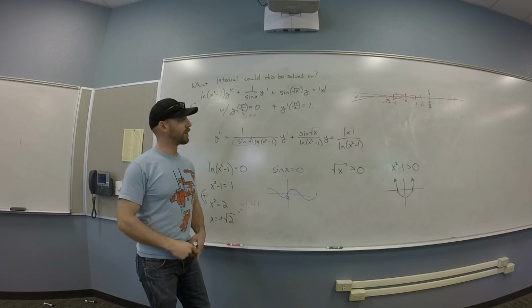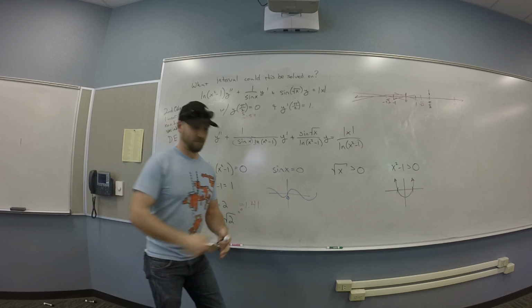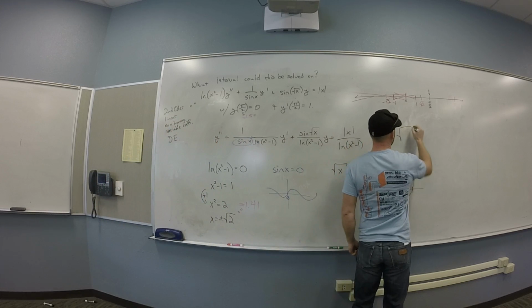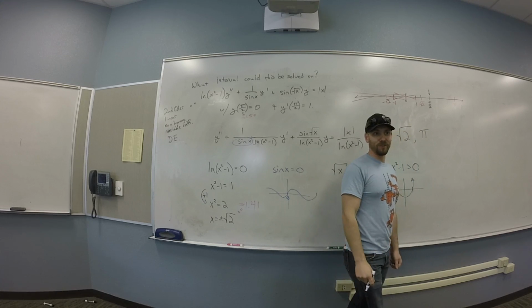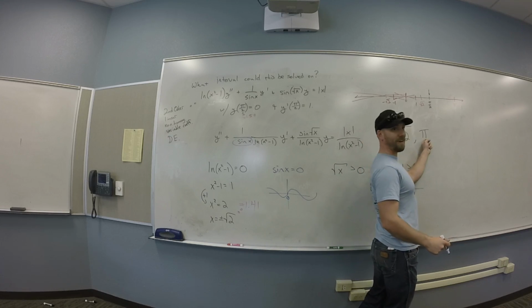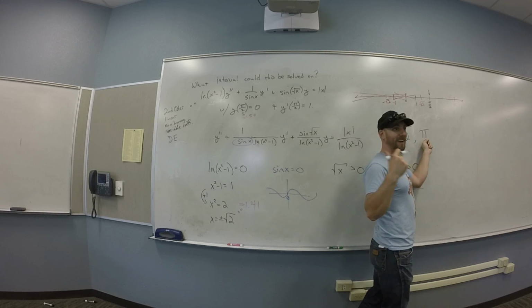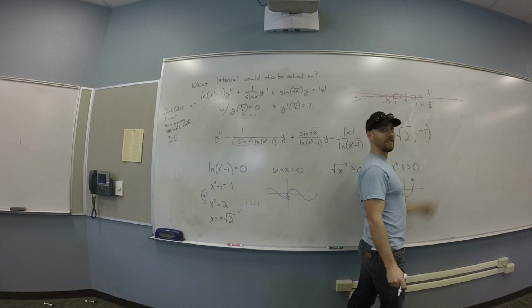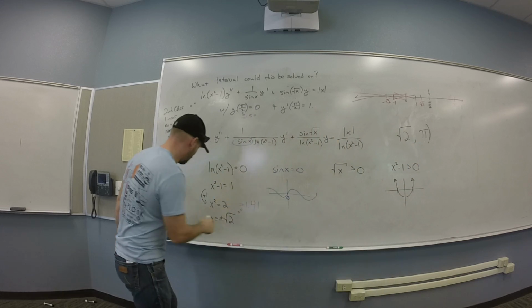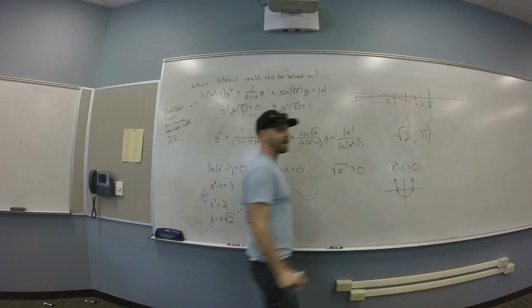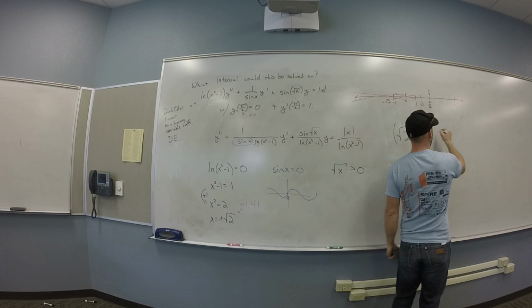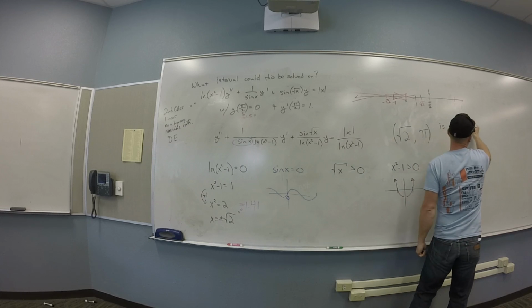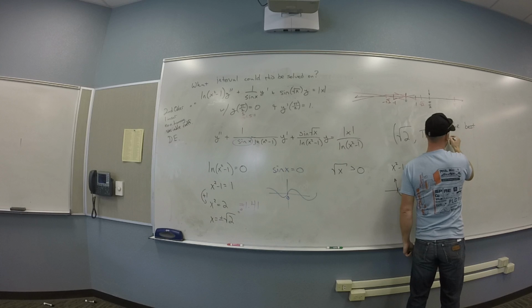Okay, so what's the best interval I could hope for here? Root 2 to pi, I think. Non-inclusive. And why can't you include those? At pi, you're dividing by 0 there, right? Not allowed. How about the square root of 2? Where did that one come from? That one also came from dividing by 0. You're not allowed that one either. So from square root of 2 to pi is the best you could hope for.